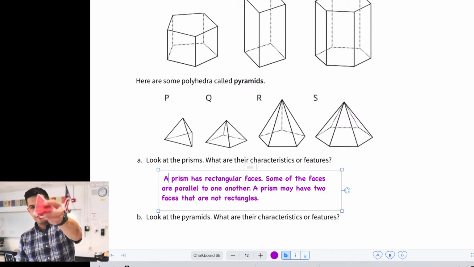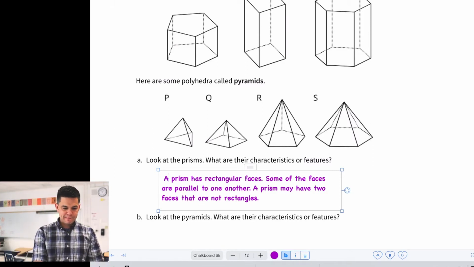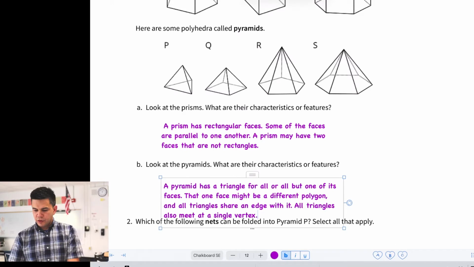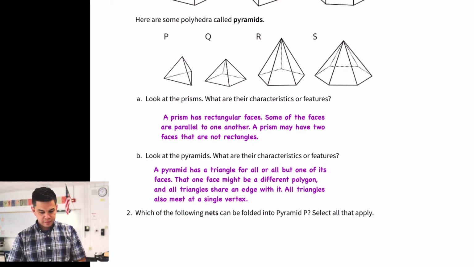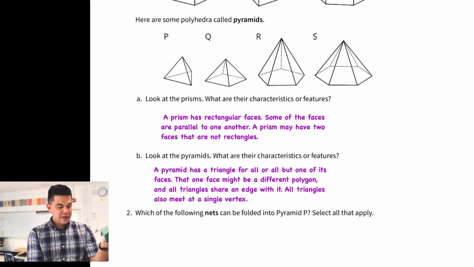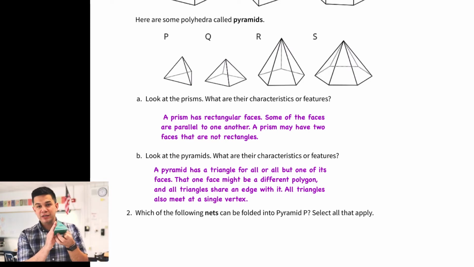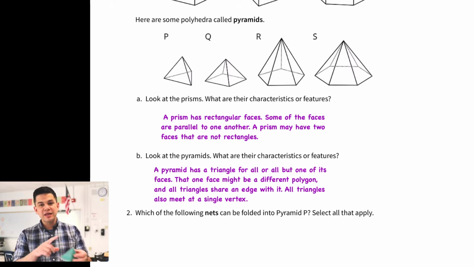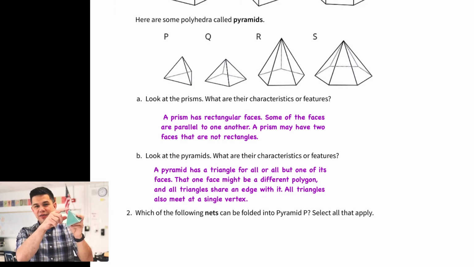Now let's look at the pyramid. We can describe this pyramid as having a triangle on all of its sides, or all of its faces but one. So this one has all triangular sides. This one has all triangular sides or faces, but this one has a triangle base, and this one has a square base. This is still a pyramid. It's going to have all triangular sides, or all except one triangular side. And all the triangles meet at a single vertex. They all come together at the top here.